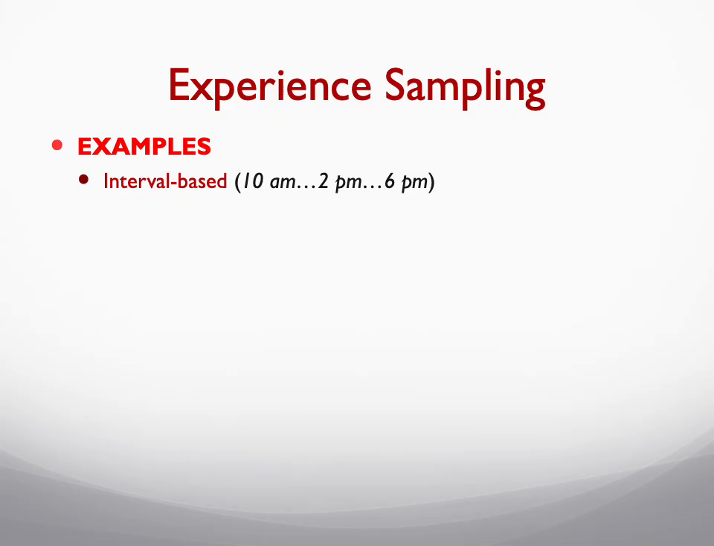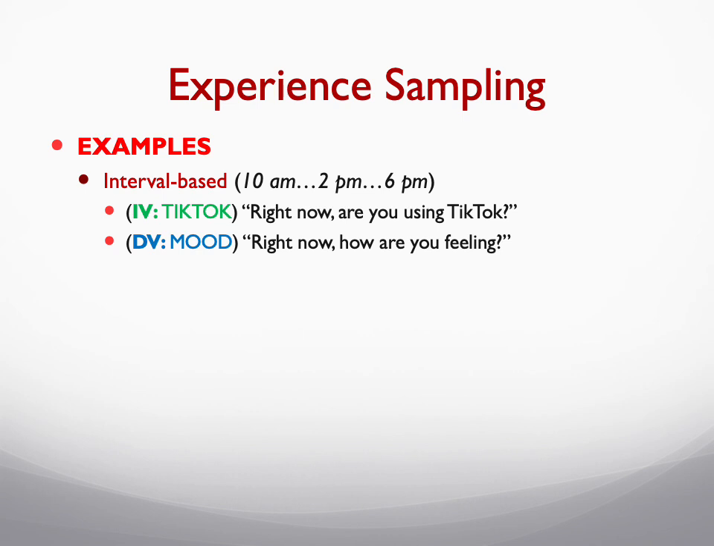So as an example, I might do an interval-based study where I'm going to prompt you with 3 surveys, one at 10 a.m., one at 2 p.m., one at 6 p.m. And so basically every 4 hours, I'm going to give you a survey. And I might give you some really simple questions. I might say, hey, right now, are you using TikTok? Yes or no? And then right now, how are you feeling on a scale of 1 to 5, being really bad to really good? You might notice, relative to the questions I was asking before, these are pretty simple, brief, straightforward questions. So because I'm surveying you quite a lot, I don't want to ask you really involved, really difficult questions. I just want to try and capture the most important things in that moment that I'm interested in capturing. So right now, you're using TikTok. Right now, how are you feeling?